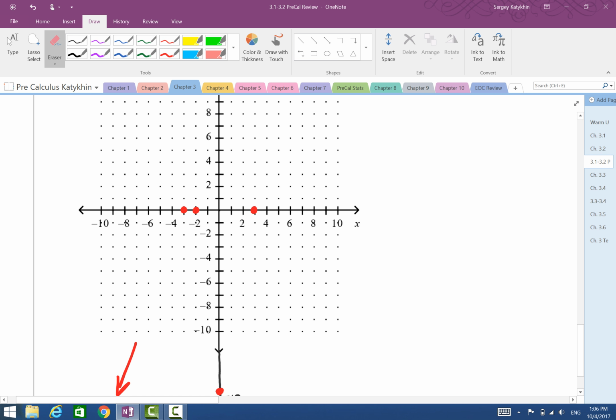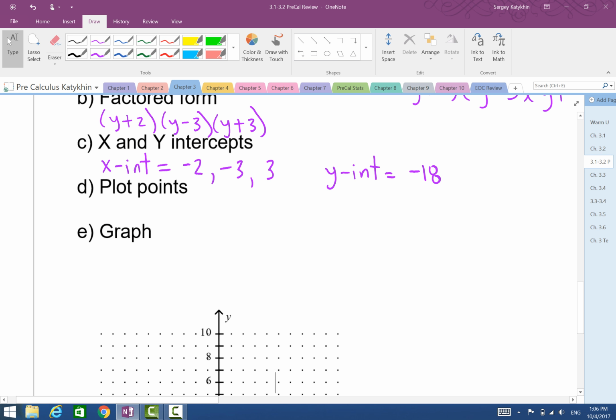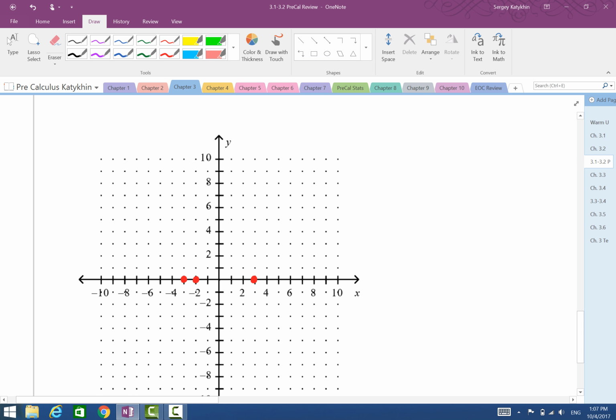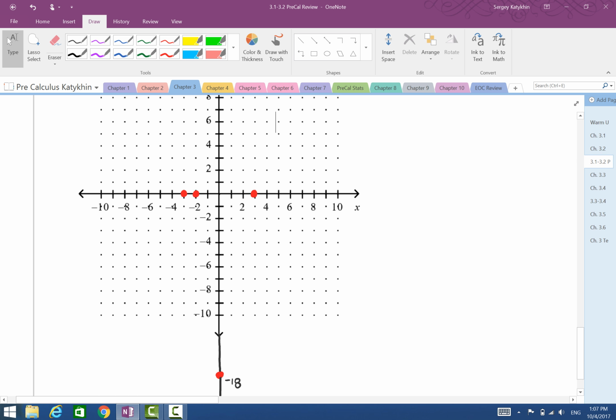The other thing, if you recall from our previous notes, is that if I have an odd number of roots, that means it's going to go through the point. And if I have an even number of the same roots, it's going to bounce off the point. Since I only have a negative 2, a negative 3, and a 3, none of them are repeating, so there is no even amount of roots or zeros. Therefore, there is no point that it's going to bounce off of. This is going to be a situation where all of them are going to go through the points.